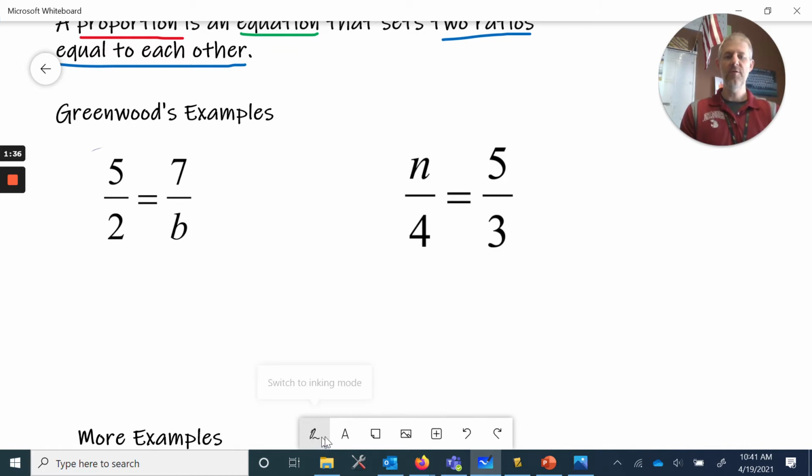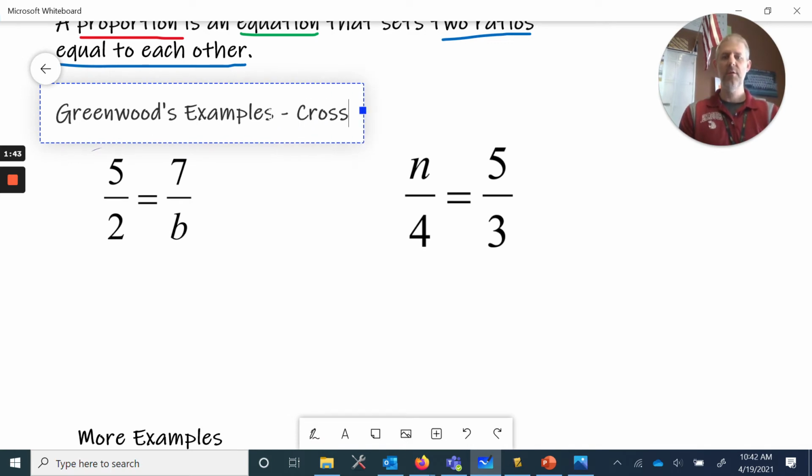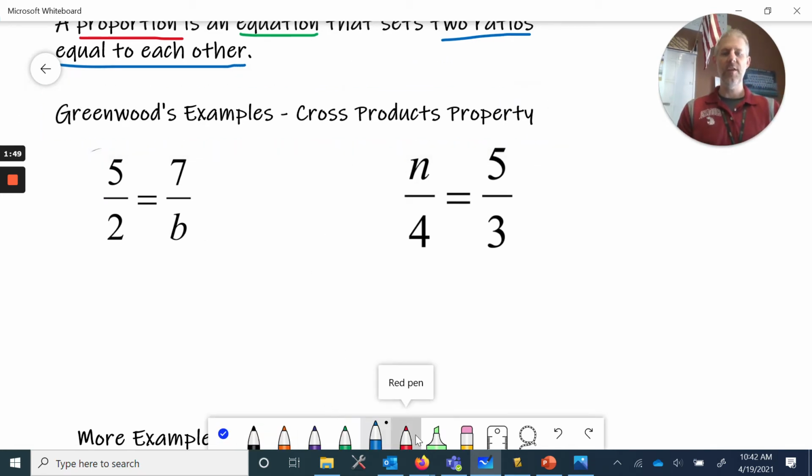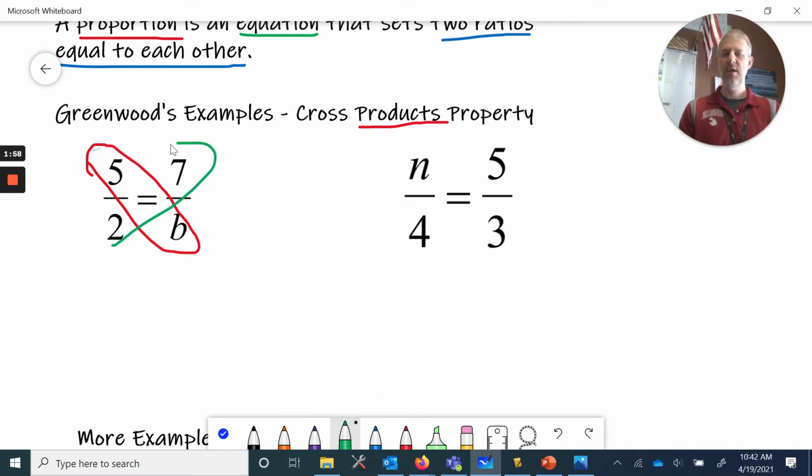So when we do ratios and proportions, when we solve proportions, we're going to use something called the cross products property. And so all that means, cross products are a fancy word for the answer to a multiplication problem. So we're going to use cross multiplication to solve. So I'm going to group those, and I will multiply them. So 2 times 7 is 14, and that equals 5 times b, which is simply just 5b.